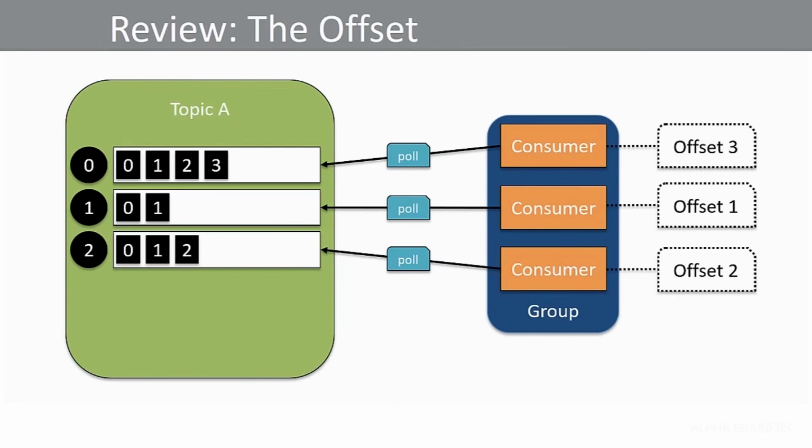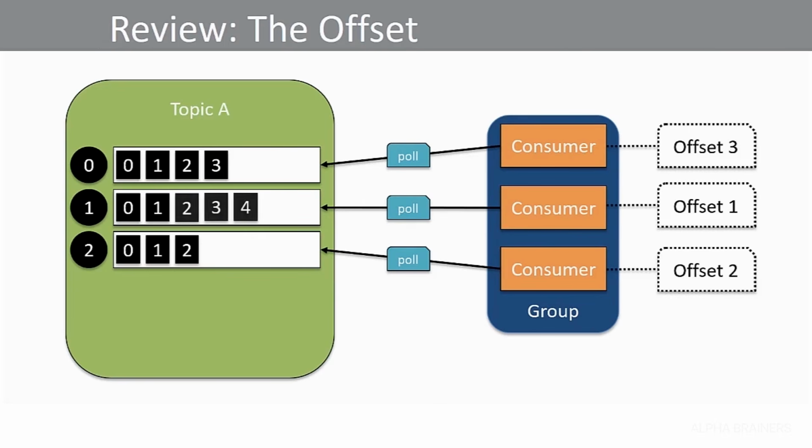Okay, now we're going to jump into a very important topic as far as consumers are concerned, and this is the topic of commits. Before we jump into that, let's do a quick review of what we already know about the offset. Remember that each consumer keeps track of where it is in the partition by using this thing called the offset. So here's an example where you've got three partitions, partitions 0, 1, and 2, being read by three consumers, and as you can see, all of their offsets are up to date as far as the current messages that are in the partitions.